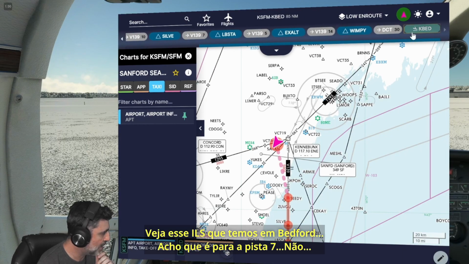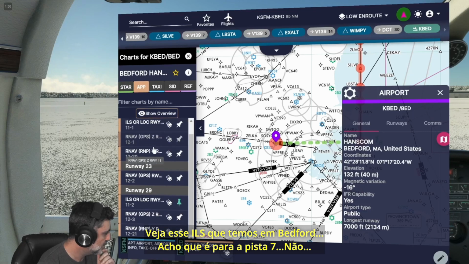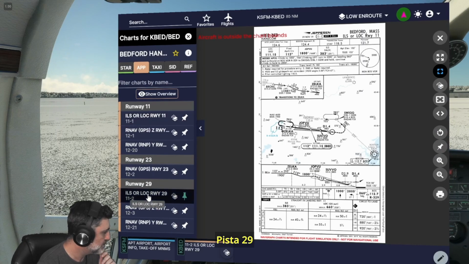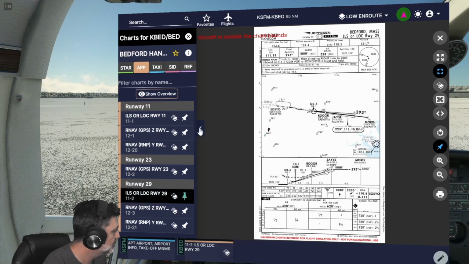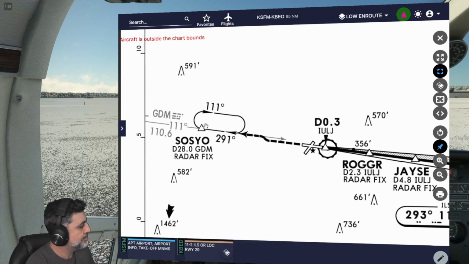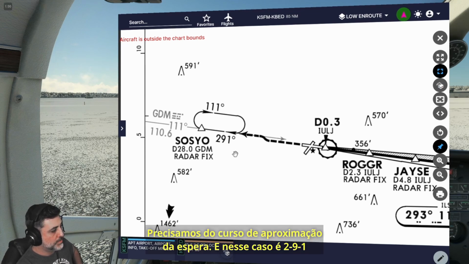Look at this ILS that we have in Bedford. I believe it's for runway 7. Nope. Runway 29R. Okay. Look at this hold right here. So it's a hold at SOCIO. We see there's a hold there, but we need the inbound course of the hold. And in this case, it's 290.1.